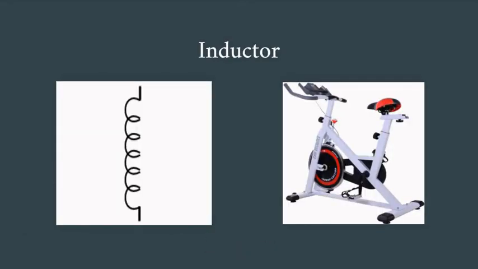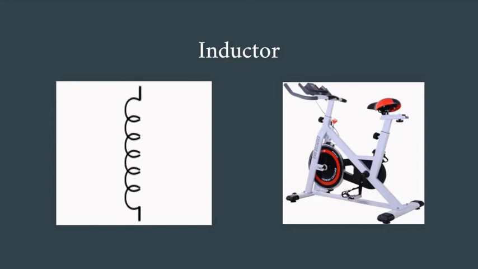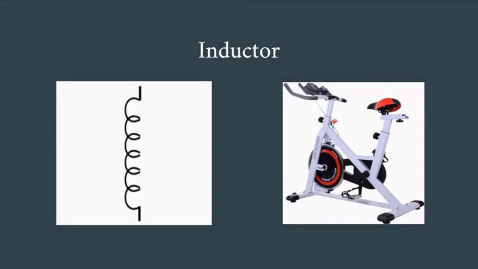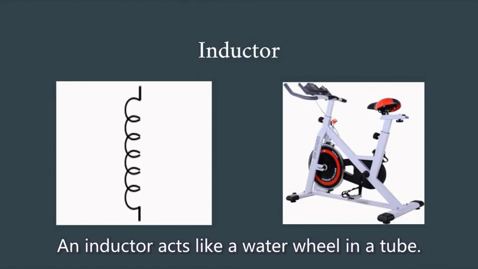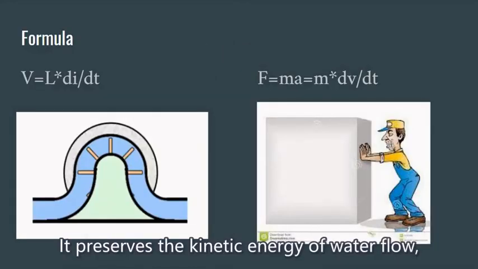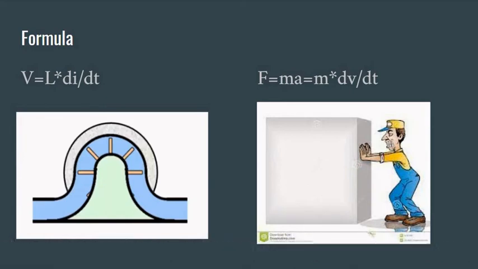Inductor. Imagine you are riding a bicycle or a flywheel. It's hard to start, but once you've started it, it's hard to stop. An inductor acts like a water wheel in a tube. It preserves the kinetic energy of the water flow, thus preventing the water flow rate from being abruptly changed.